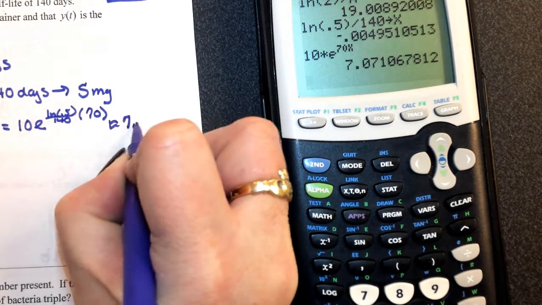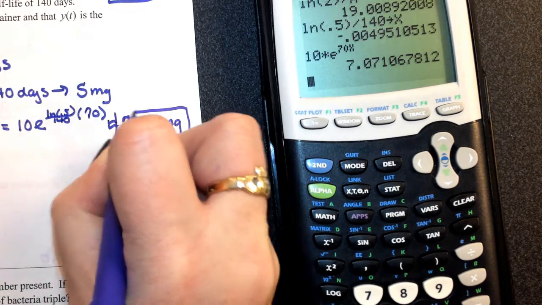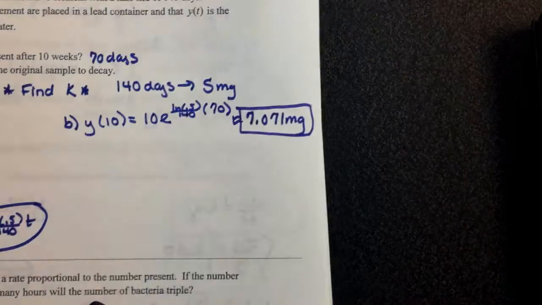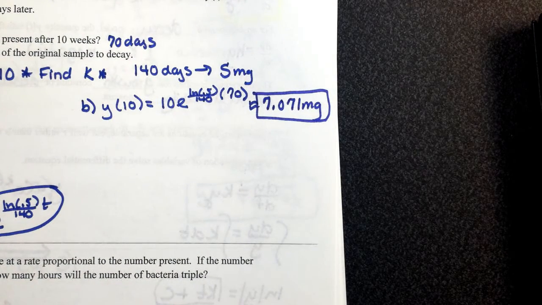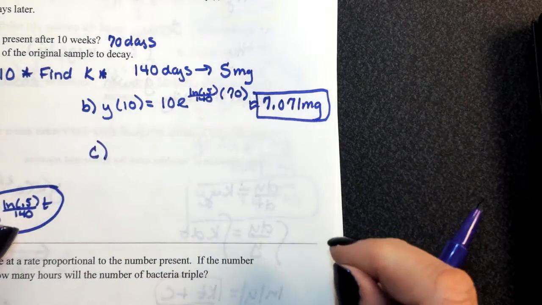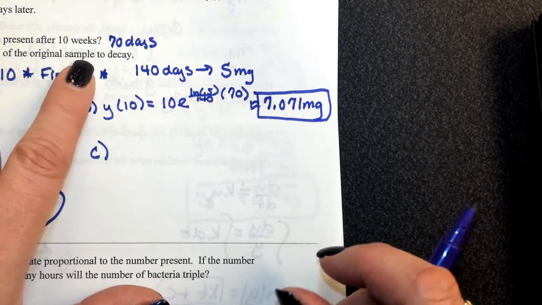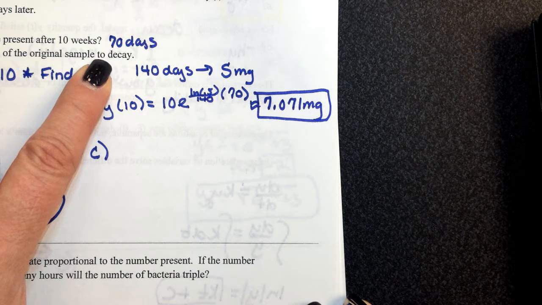So I have about 7.071 milligrams of the polonium after 10 weeks or 70 days. So any questions where I got the 7.071 milligrams? Part C. How long will it take for 70% of the original sample to decay?